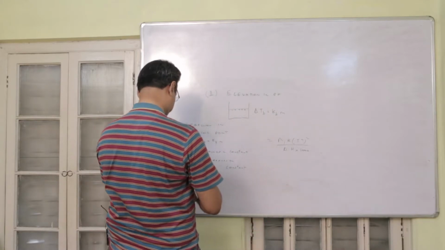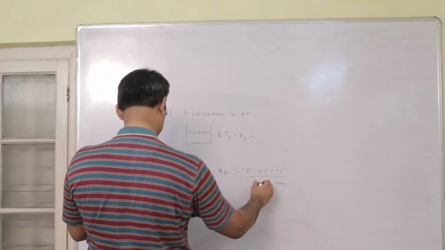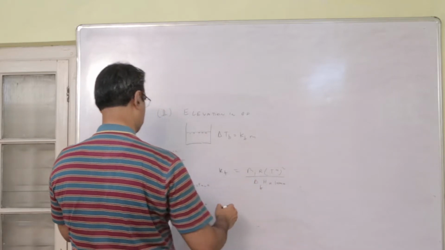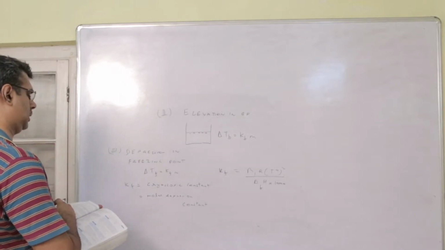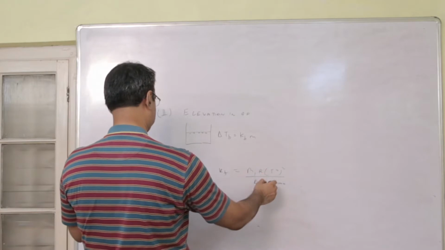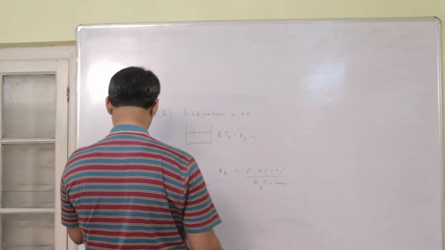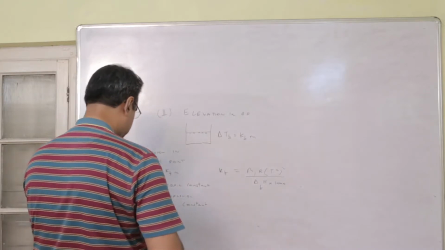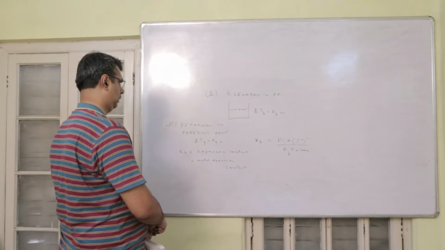The value of Kf can be calculated by this formula. Here m1 is the molar mass of solvent, R is the gas constant, T0 is the freezing point, and delta HF is the molar enthalpy of fusion, into 1000. So this is the formula by which we can calculate the value of Kf.